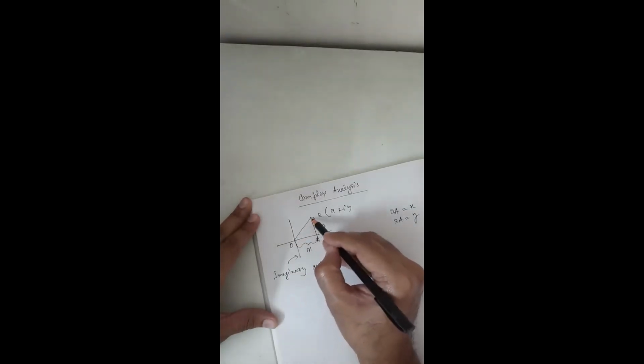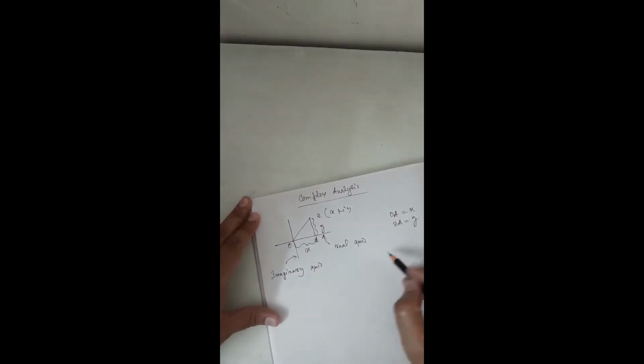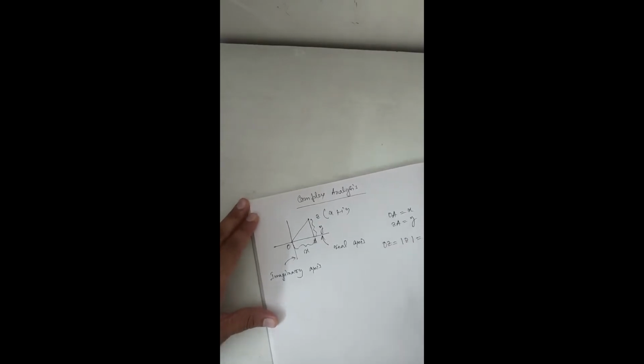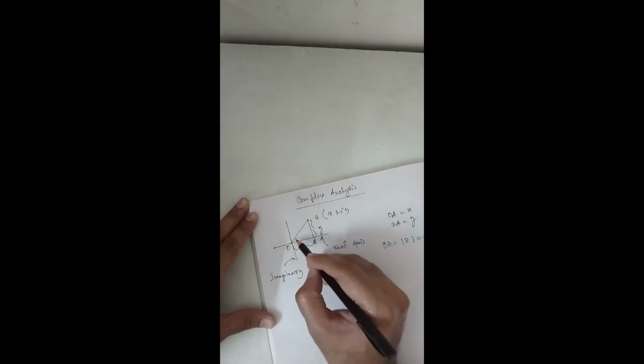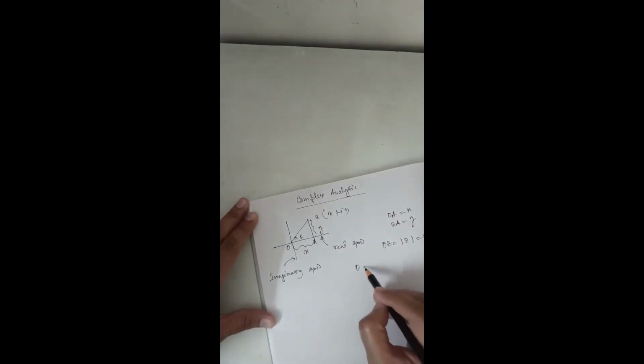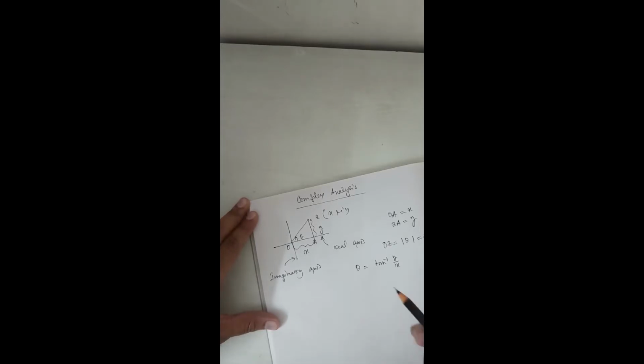And we know very well that OZ is called the modulus of the complex number Z, which is the positive square root of x square plus y square, and this angle theta in the anticlockwise direction, that is in the positive direction, is just tan inverse of y by x. It is very simple.